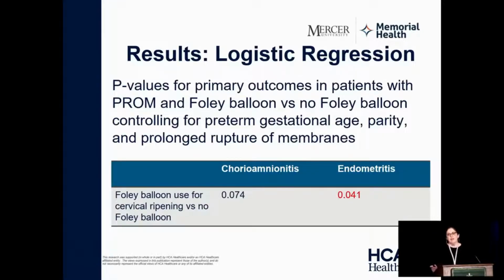Okay, and then at the end, I looked at the p-values for the primary outcomes in patients with ruptured membranes who had a Foley versus no Foley balloon. Then we ran a logistic regression to control for other variables that we know increase the risk for infection, such as preterm gestational age, parity, and prolonged rupture of membranes. Once we ran this data, the rates of chorioamnionitis were no longer statistically significant. However, endometritis remained significant with a p-value of 0.041.